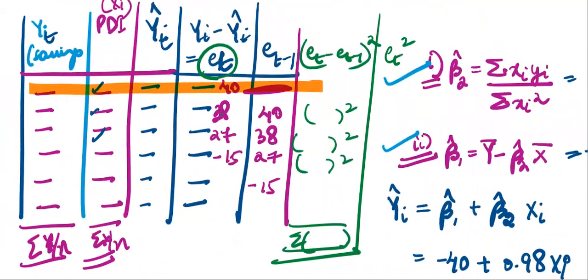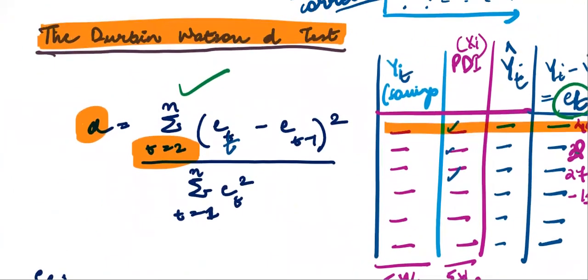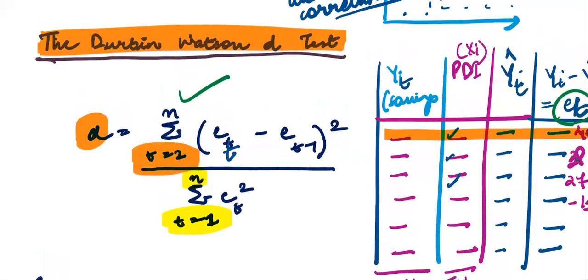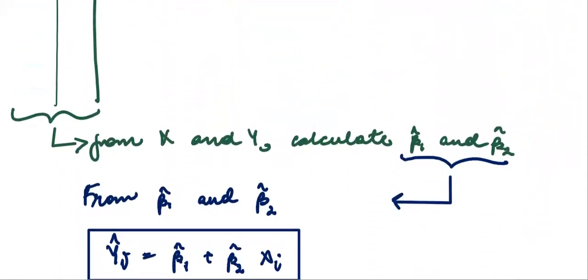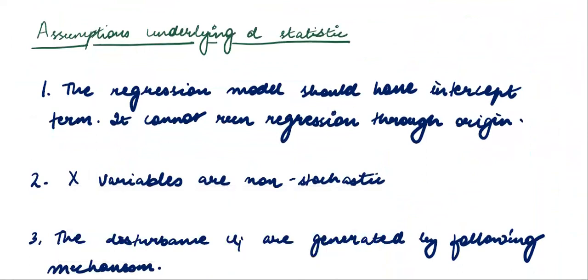In the denominator, you square these values also: et square, 40 square, 38 square, etc. And you will add them. Of course, this will start from the first term. So if you notice, in the denominator, my t starts from 1 and goes till n. This gives you the d value. This is how you calculate the d value. So once you have calculated the d value, you have to understand certain assumptions underlying the d statistic.